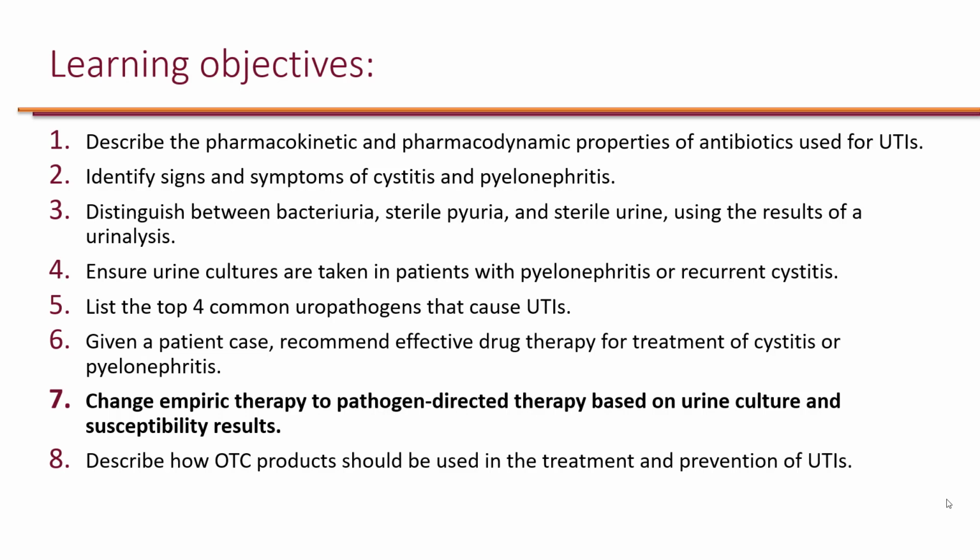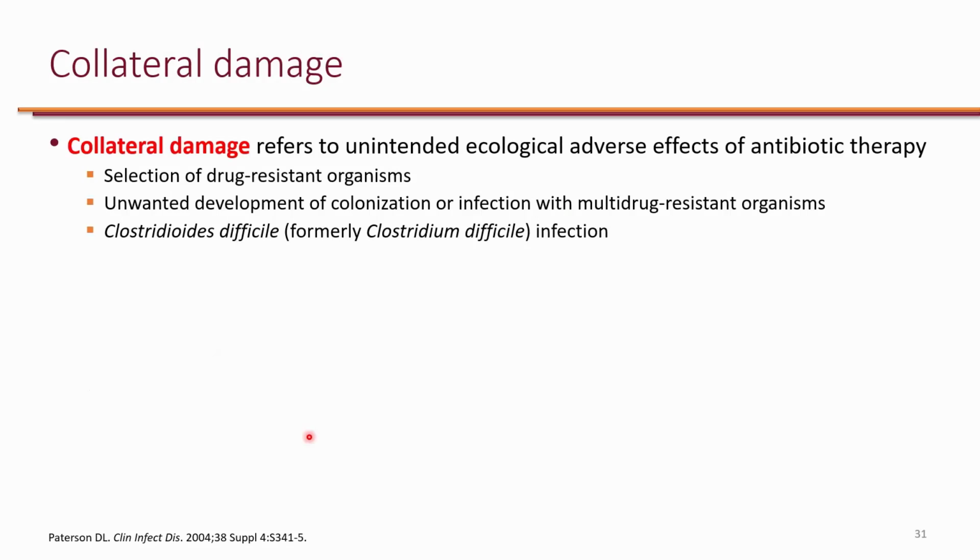Now, the next learning objective is change empiric therapy to pathogen-directed therapy based on urine cultures and susceptibility results. The concept of collateral damage refers to unintended ecological adverse effects of antibiotic therapies, and this includes selection of drug-resistant organisms as well as unwanted development of colonization or even infection with multi-drug resistant organisms.